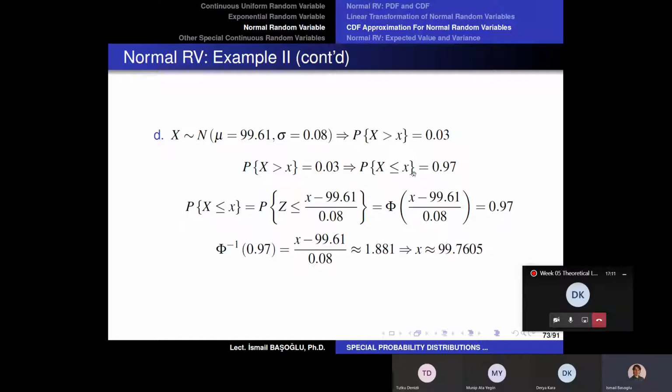And now we are going to solve this equation by standardizing the inequality, subtracting the location parameter from both sides and dividing the difference by the scale parameter. Then we will get the cumulative distribution function of the standard normal random variable at (x minus 99.61) divided by 0.08. This is supposed to be 0.97. And at 0.97, my friends, the critical value is approximately 1.88.